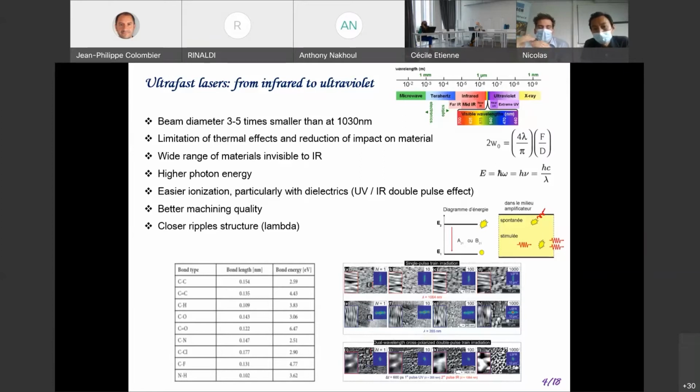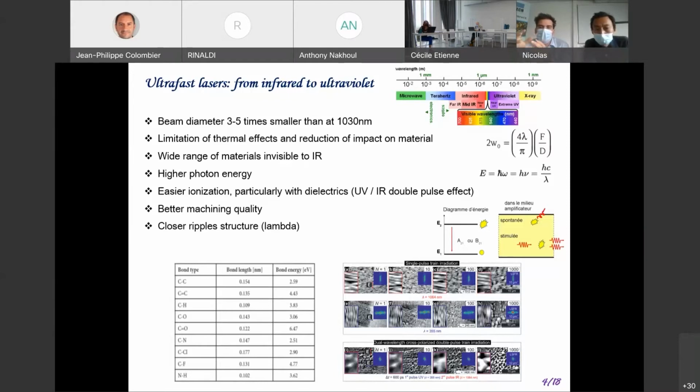If we want a good surface absorption, we can go for this range of wavelength. The photons have a higher energy, which allows a different process and ionization of the surface. So for drilling and cutting some kinds of dielectric, for example, it's easier to do it in UV. We have a better removal rate, and we can also mix different kinds of wavelength. So globally, we have better machining quality and better precision.